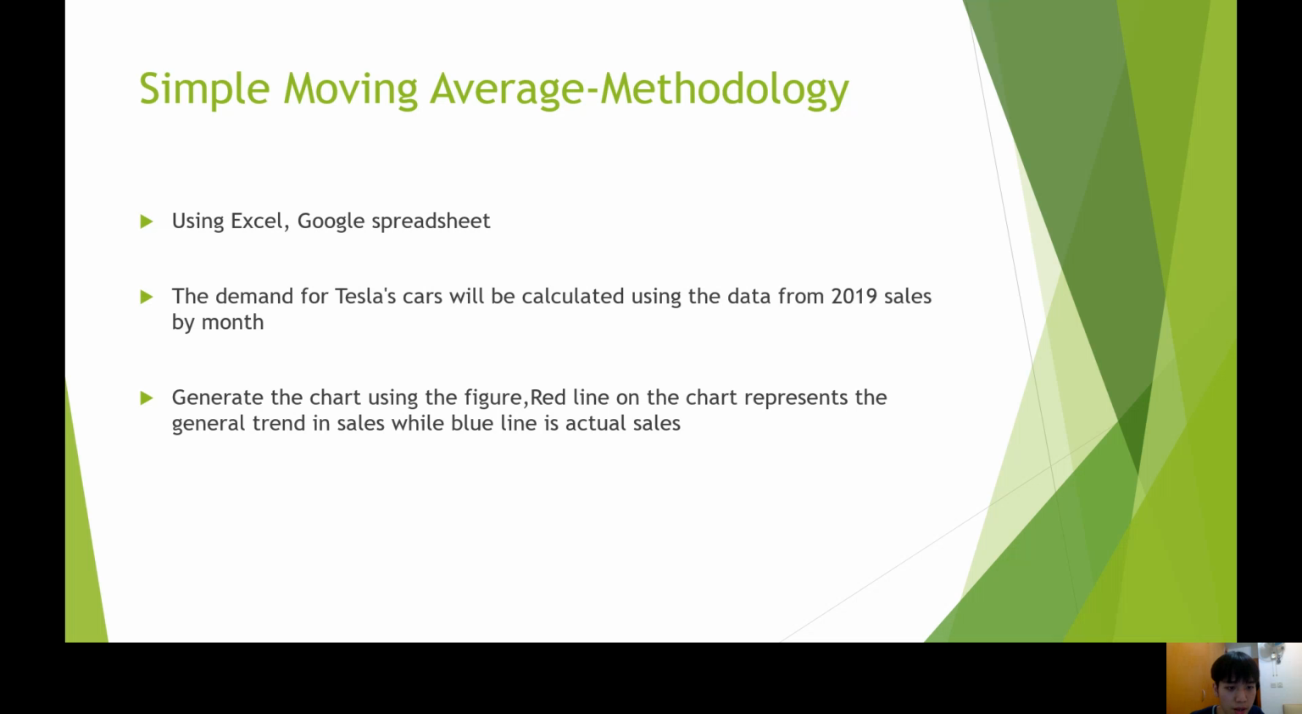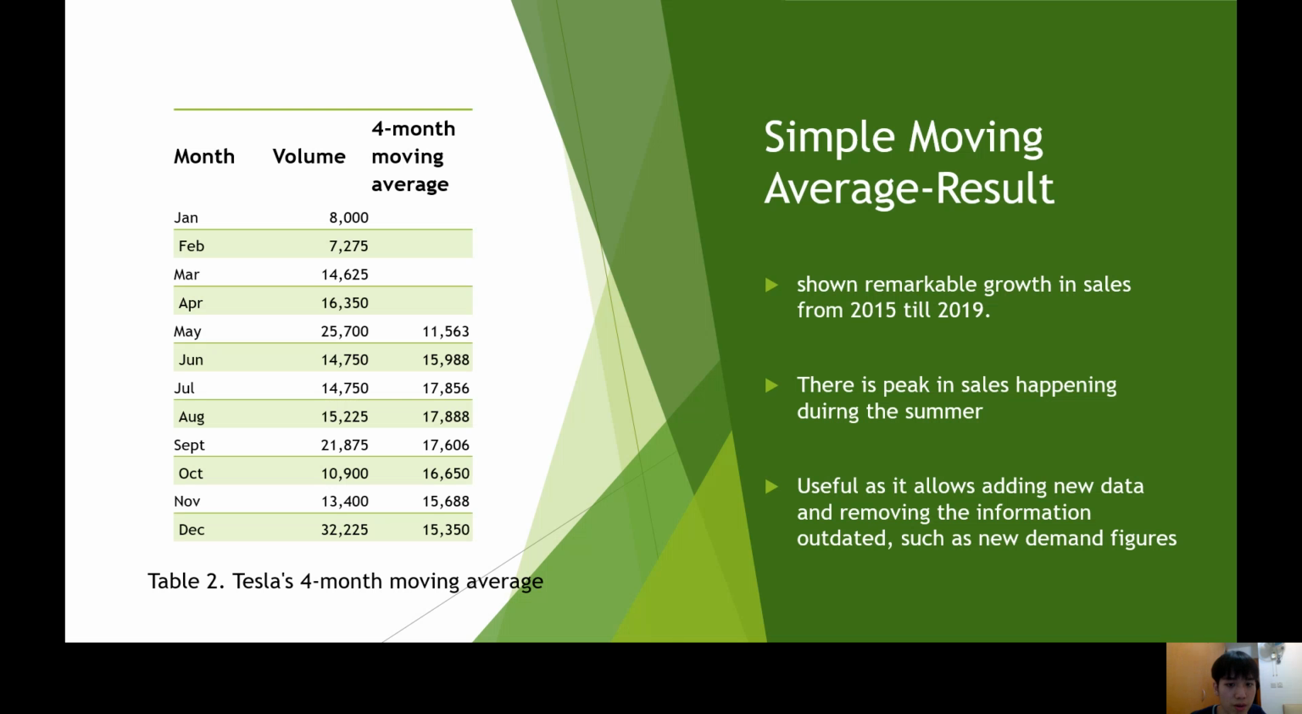Also, the demand for Tesla cars will be calculated using the data from 2019 sales by month. And overall, we can use the chart, a red line and a blue line, to respectively show the trend and actual sales. The result of SMA indicates that there is a remarkable growth in sales from 2015 until 2019. Also, it indicates that there is a peak happening during the summer.